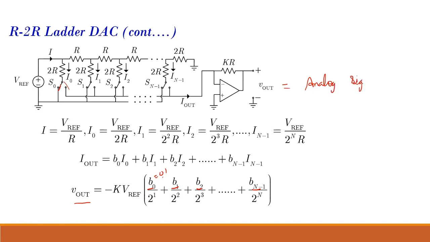Sir, while deriving this Vout equation, we are assuming that all B0, B1 are connected to 1.